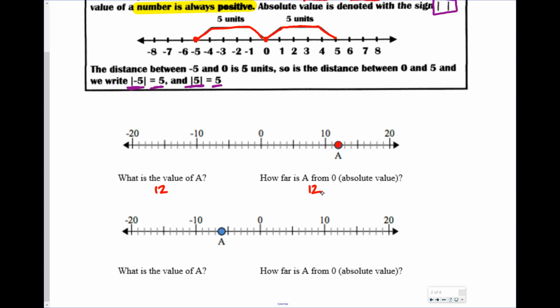Okay. The second one is a little bit different. What is the value of A? The value of A is 1, 2, 3, 4, 5, 6, but it's -6 is my value because that's where it falls. It's on the negative side. So the value is -6, but the absolute value is +6 because it's 6 units away from 0. 1, 2, 3, 4, 5, 6. 6 units away. Okay.